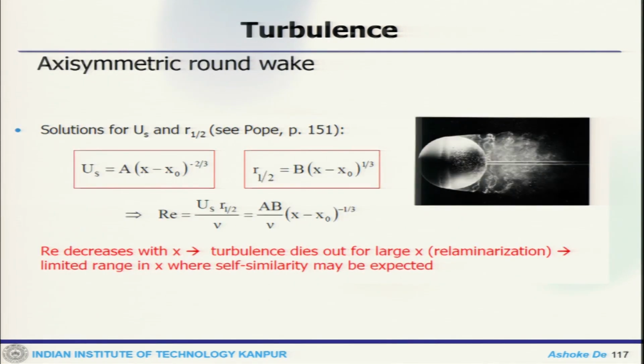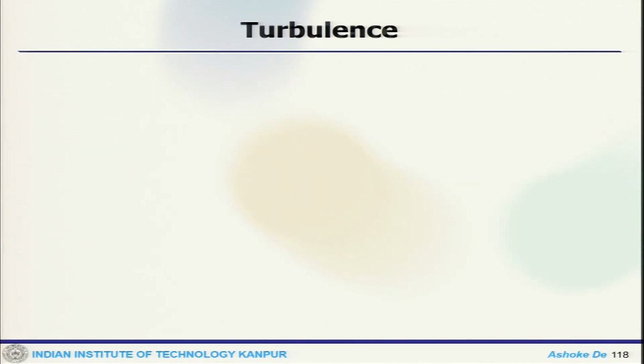Now, if you have an axisymmetric round wake, then the solution of Us and R half, you can find out in this pattern. So, the Reynolds number decreases with x, and turbulence dies out at large x. So, it is a relaminarization. So, there is a limited range in x where self-similarity may be expected.